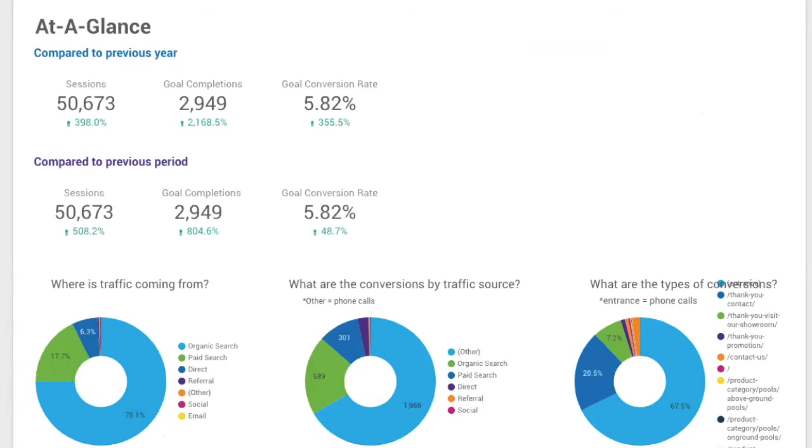This client here is in the pool business. So they sell and install in-ground and above-ground pools and hot tubs and spas. So in the same 3-month period, they had 50,000 visitors to their website, and almost 3,000 of those visitors took the desired action that we wanted them to take, including phone calls, which is almost 6% conversion rate.